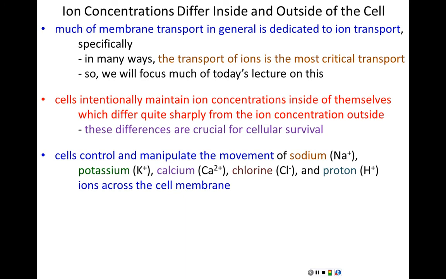Some examples of the most critically controlled ions, which cells manipulate the movement of and regulate, are sodium ions, potassium ions, calcium ions, all positively charged, chloride ions, negative, and protons, single hydrogen ions, which are also positively charged.